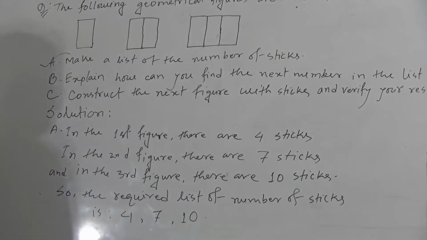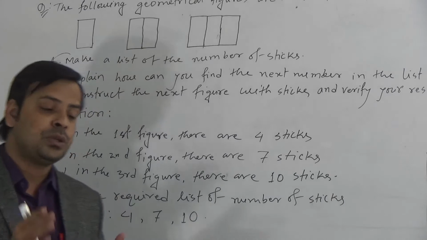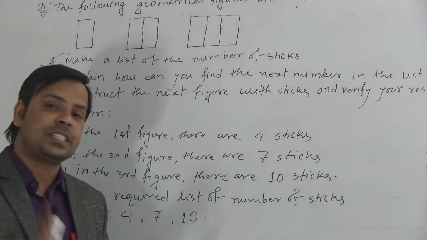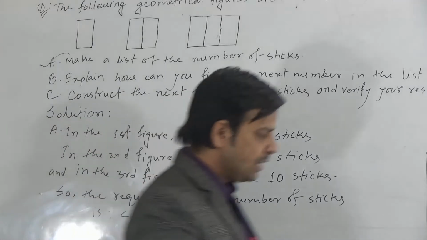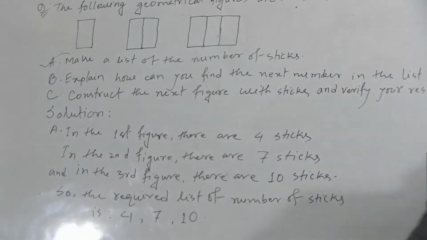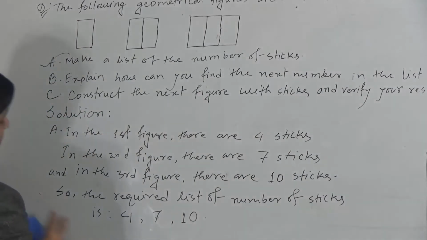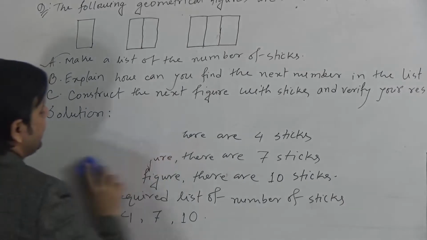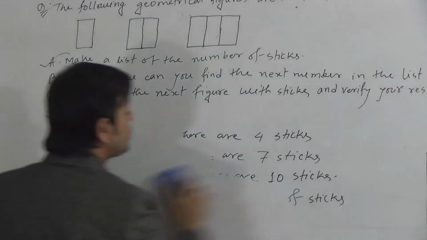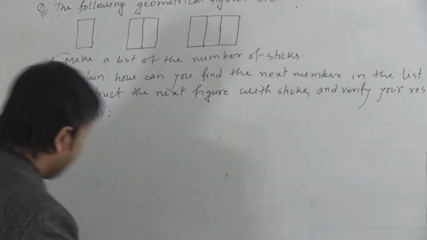Question B. Explain how can you find the next number in the list. It means that we have to determine the process of determining the next number in the list. Okay, we can determine in many ways, but I will show you only one. Okay, dear students, this list will be needed for question B. So we can write the solution of question B.